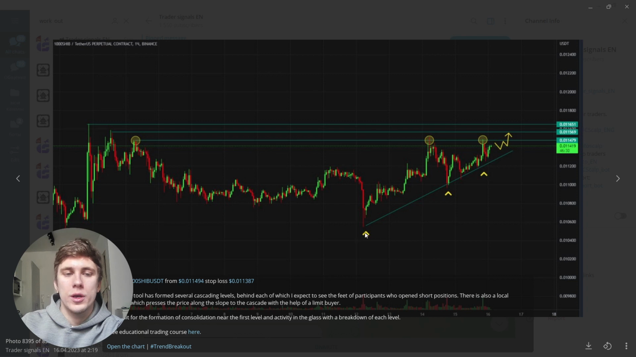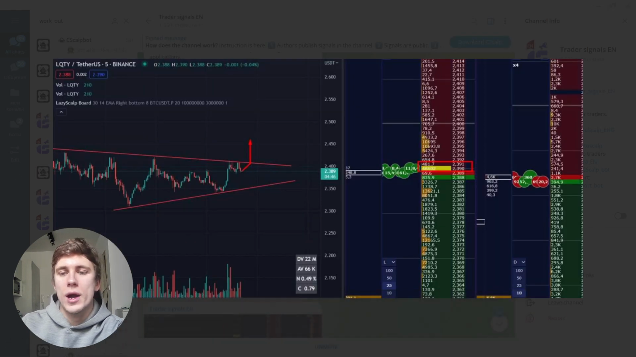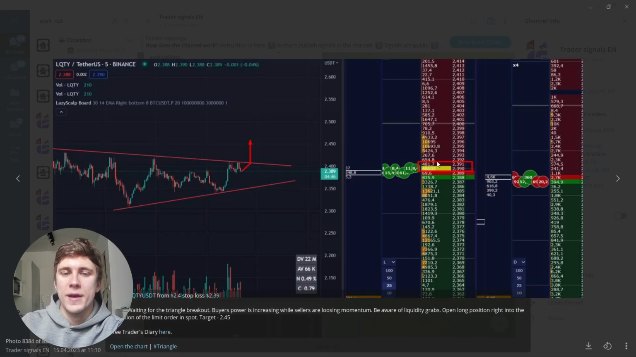So again, here we have a positive angle towards these levels, 3 touches to the levels, cascade levels accumulation, and according to the 1 hour time frame, here we potentially have a really good accumulation of liquidity. Finally, it gave us 3.4%. The movement was quite sharp, and it was quite realistic to get all these 3%. LQTY, a very short and effective trade.